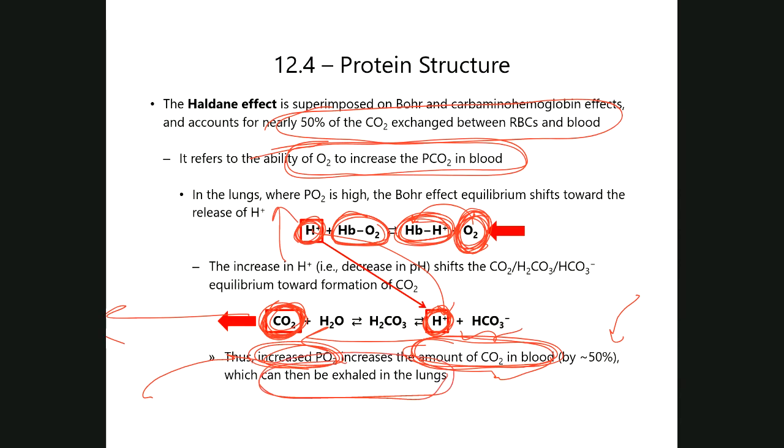So this is the effect of oxygen on hemoglobin increasing the amount of CO2 in the blood by virtue of the release of protons from reduced hemoglobin, that then ultimately caused this equilibrium to shift to the left to increase the amount of CO2 that then goes out into the exhalation process.